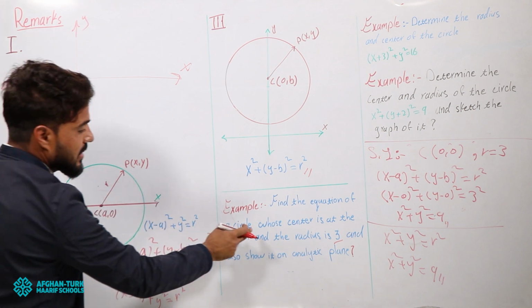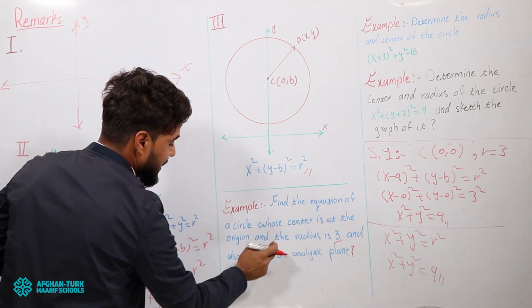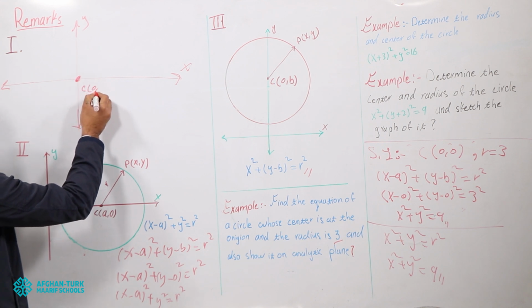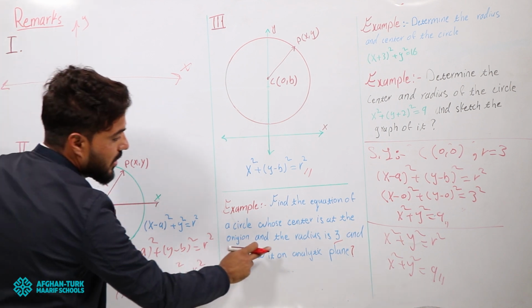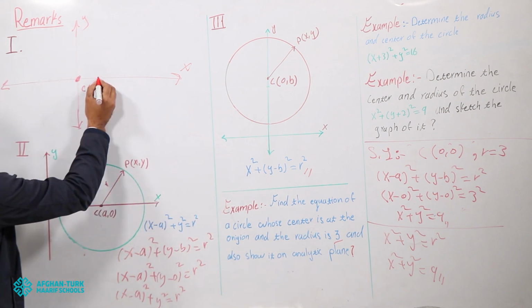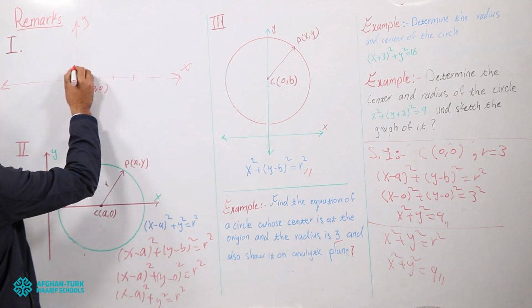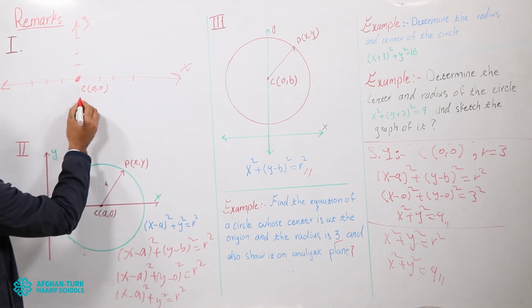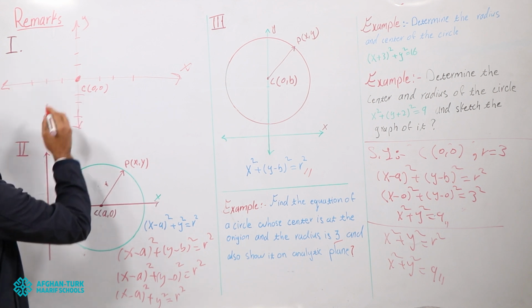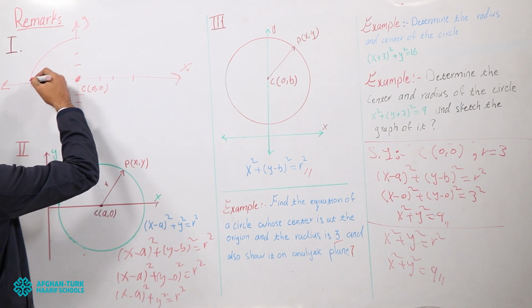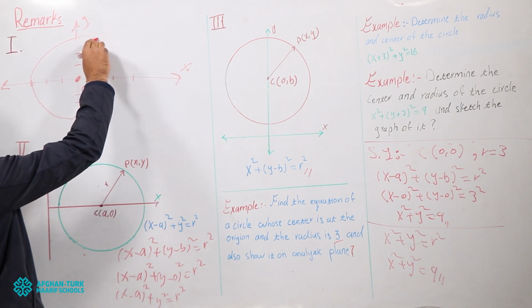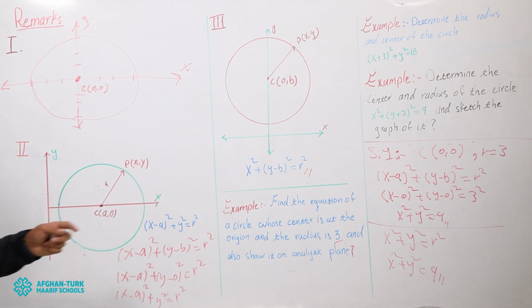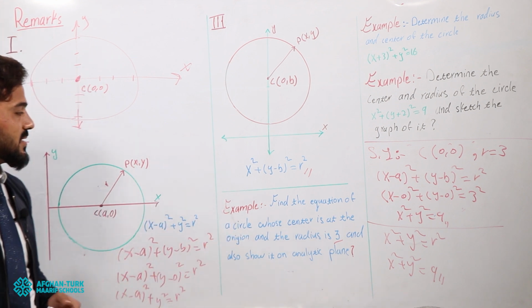So the center of the circle is at the origin. It means that the center is in here, C(0, 0), and r is equal to 3, which means 3 units: 1, 2, 3 to the right, 1, 2, 3 up, 3 at the left side, and 3 at the bottom. So now I'm going to connect these 4 points. This was the circle that the question asked from us.